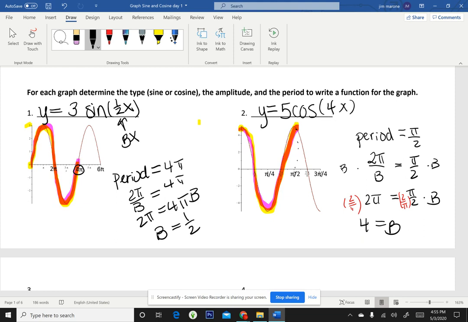The amplitude is the height. The cosine makes what looks like a C. The sine makes what looks like an S. And again, when you get to pre-calc, there's going to be a little bit harder graphing.